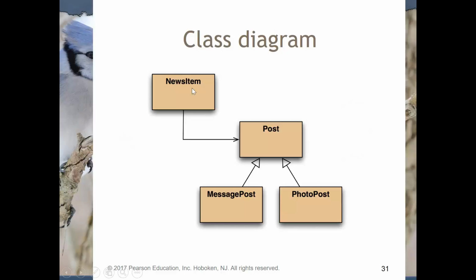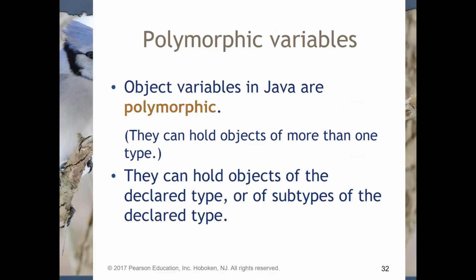What does a class diagram look like? News item uses post, and then these two inherit from. Okay? Very straightforward, nothing overly imaginative.